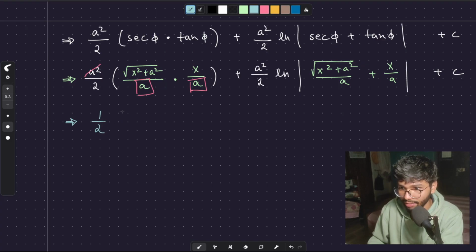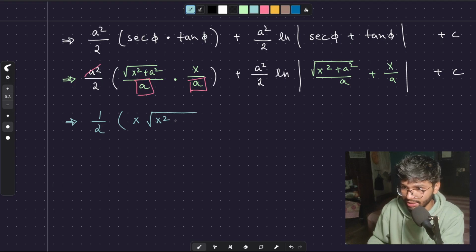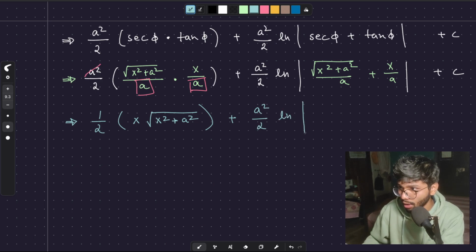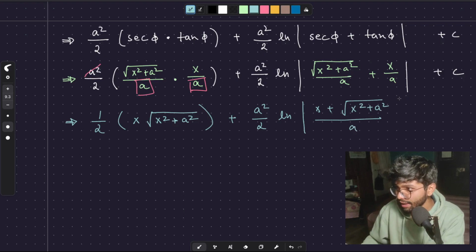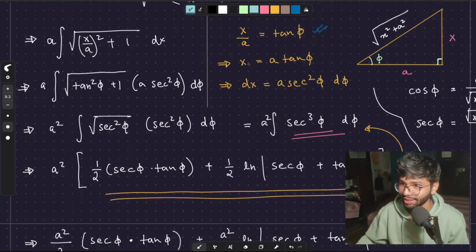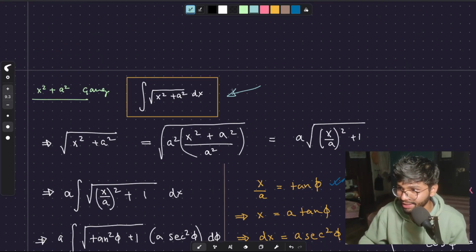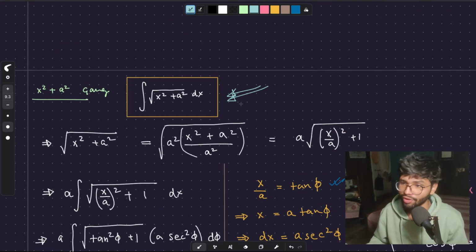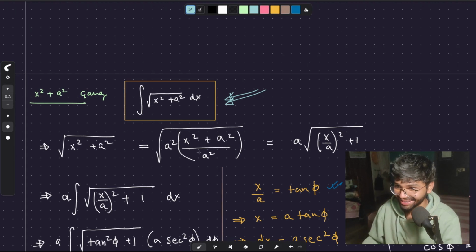So we have what here? I'm going to write it in a different form because I find that easy to memorize. So we have this thing over here, a squared over 2 natural log of x plus this thing over a plus c. Okay, so we finally have the integrand of this bad boy over here, and it's crazy.